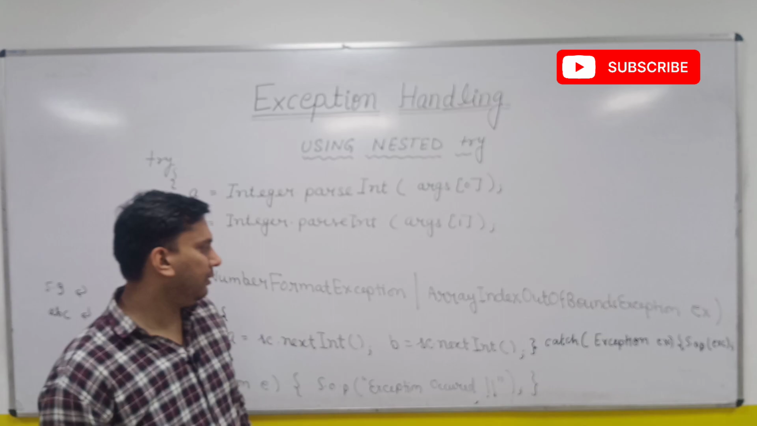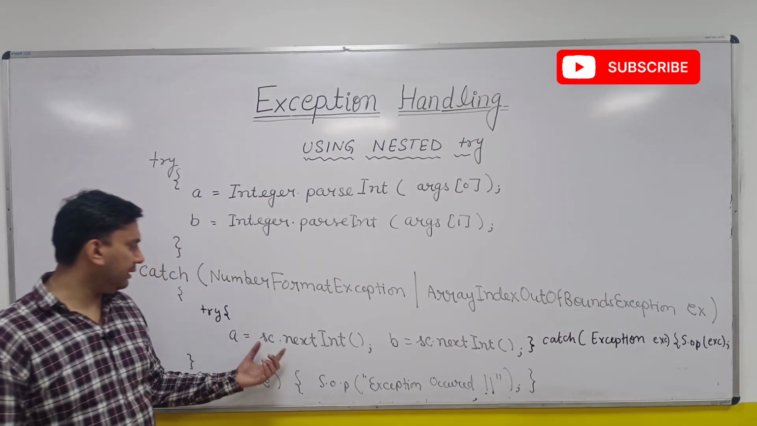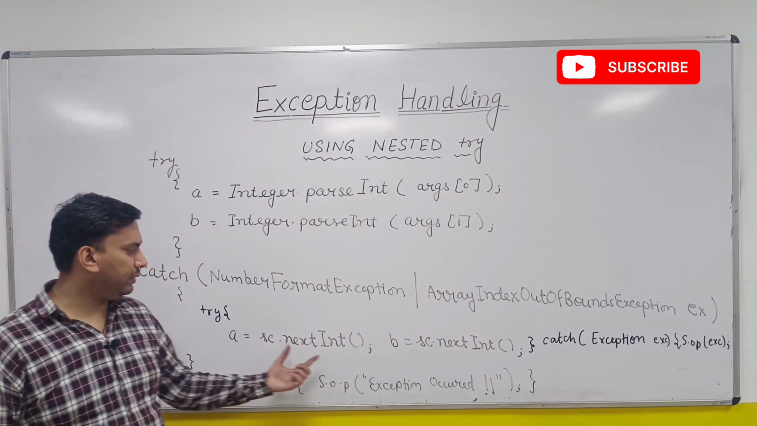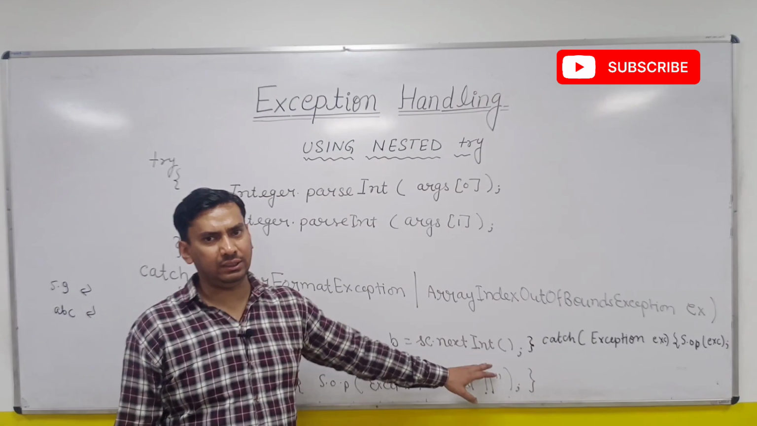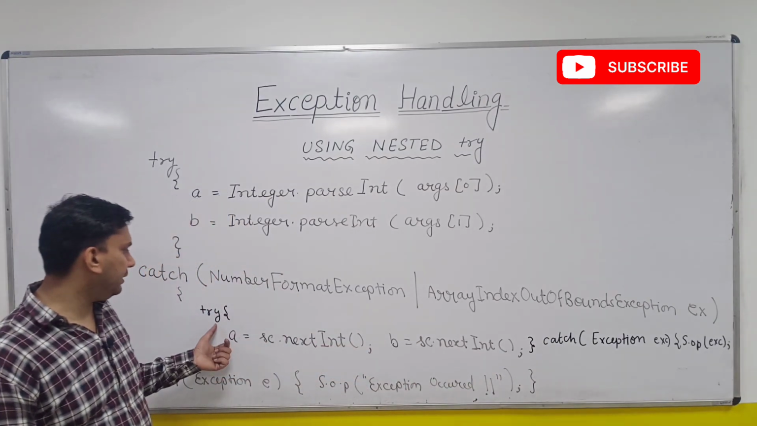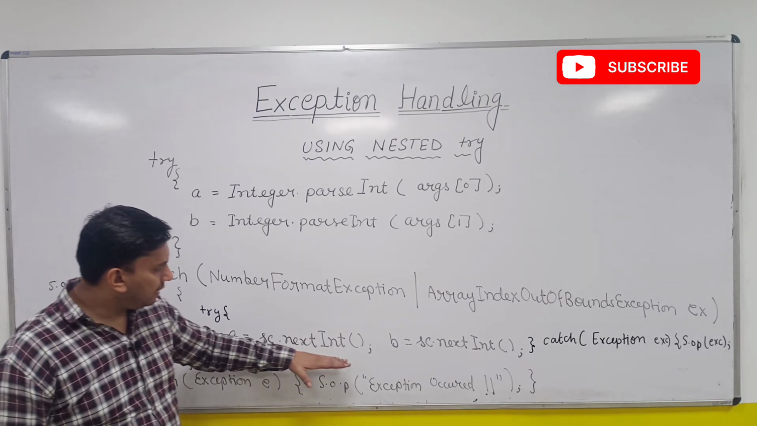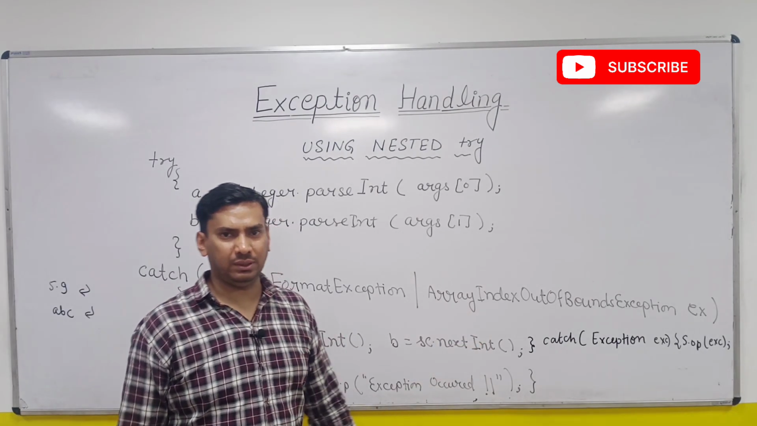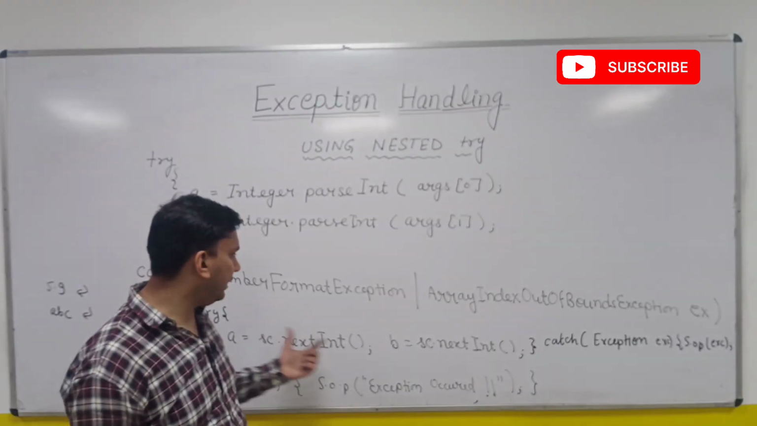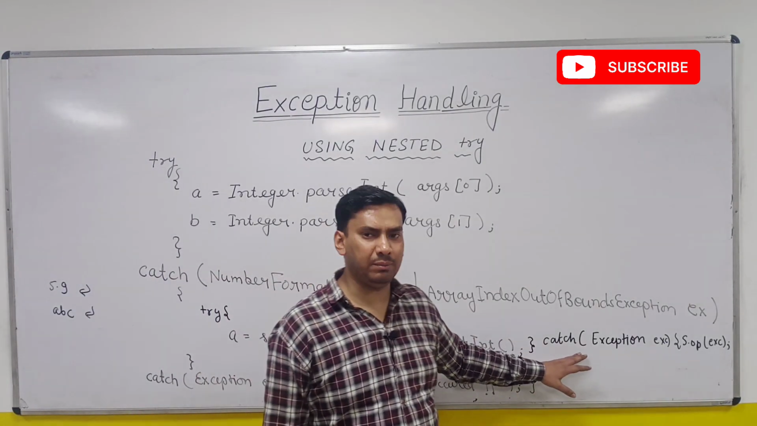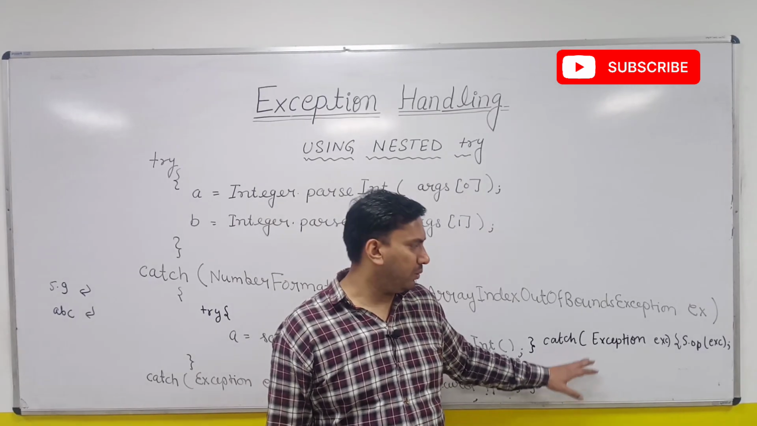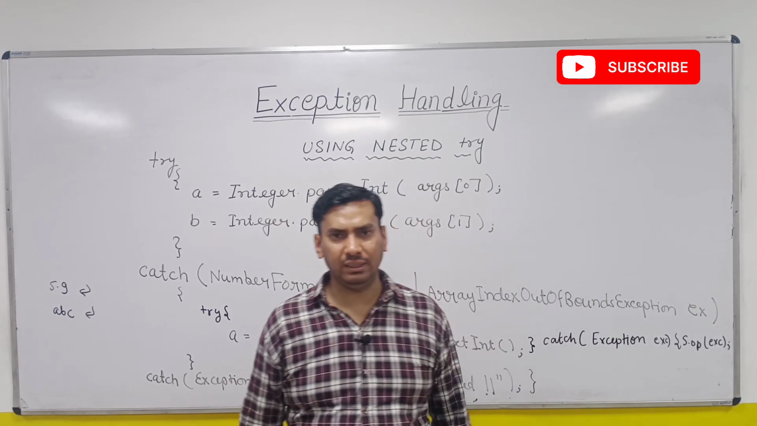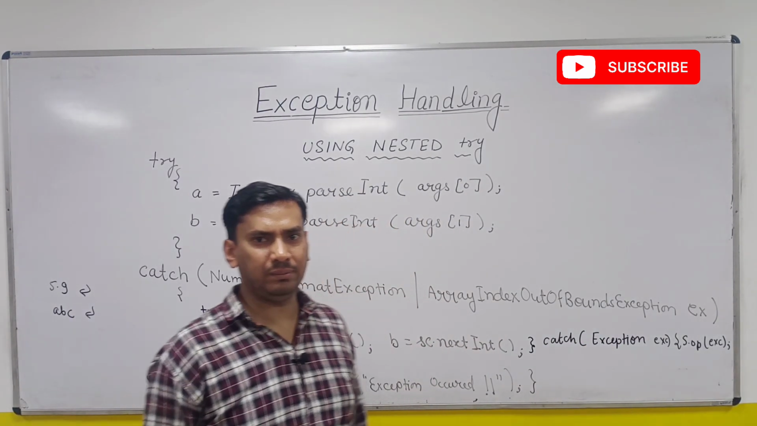What I have done here is that the statements a is equal to sc.nextInt and b is equal to sc.nextInt are kept inside the try block, because here we have a possibility of input mismatch exception, and when we encapsulate it inside the try block, we have to write some catch block or finally block. I want to handle this situation, so I have written this catch block here.